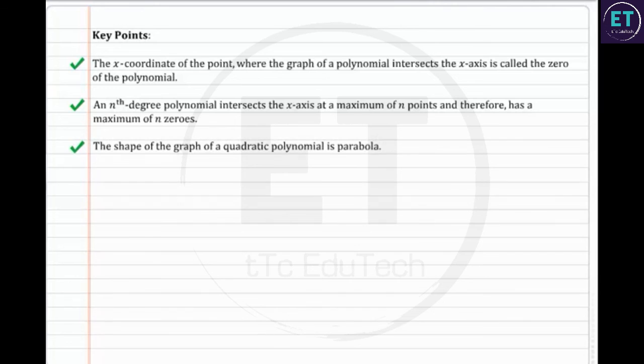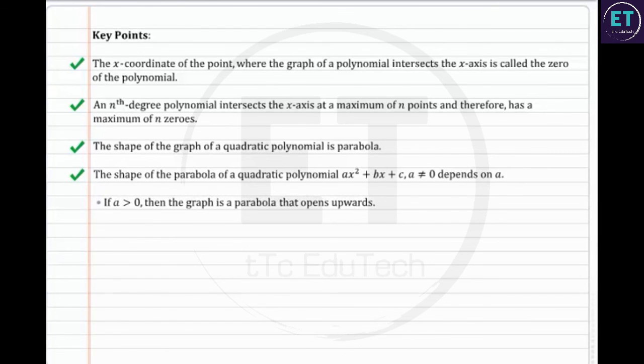The graph of a quadratic polynomial is a parabola. The shape of the parabola of a quadratic polynomial depends on the coefficient of x square. If a is greater than 0, then the graph is a parabola that opens upwards. If a is less than 0, then the graph is a parabola that opens downwards.